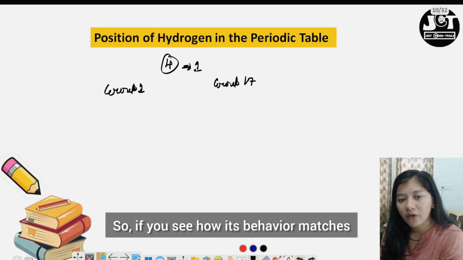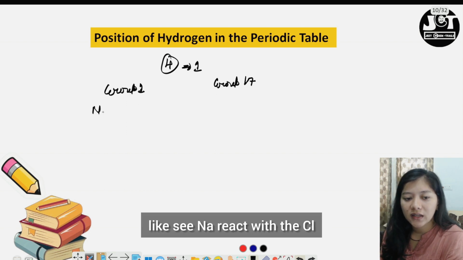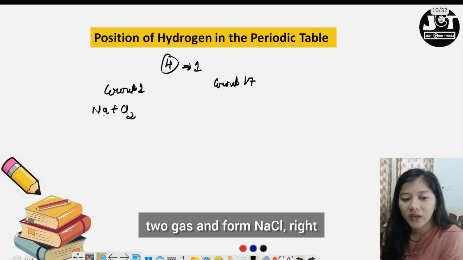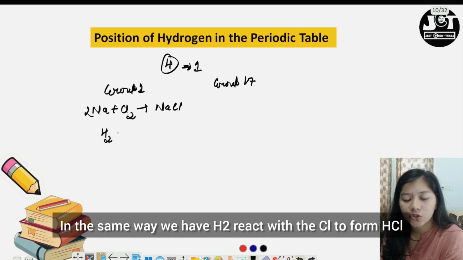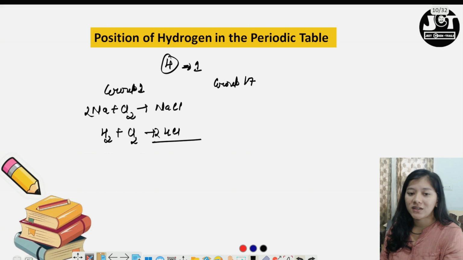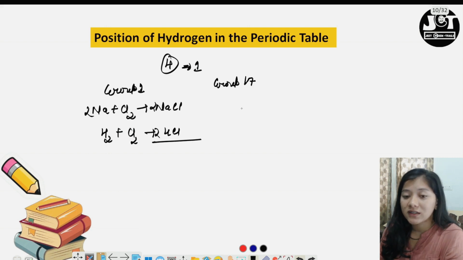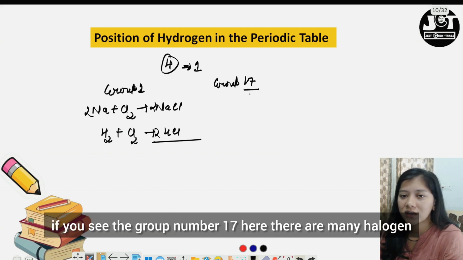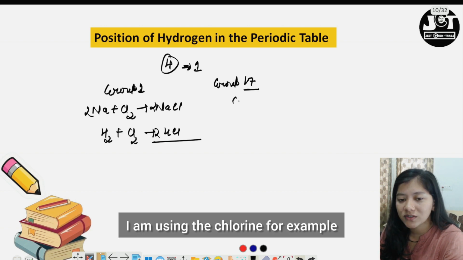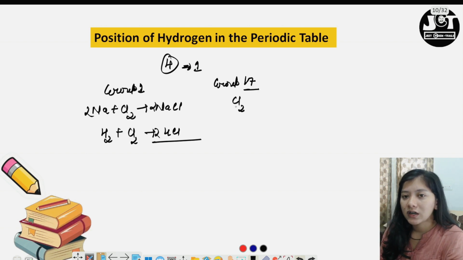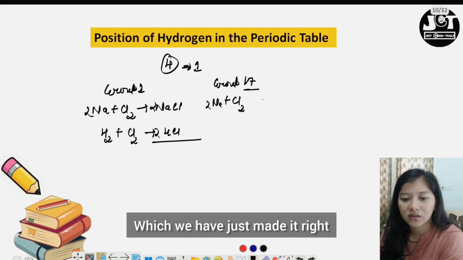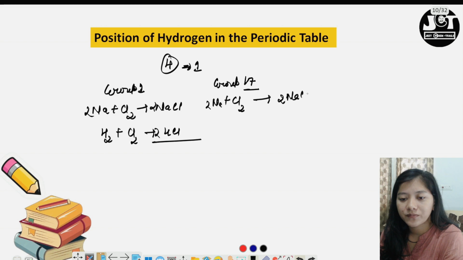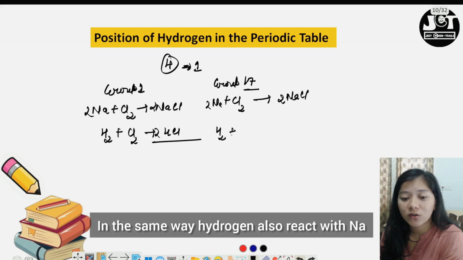Let's see how its behavior matches. Na reacts with Cl2 gas and forms NaCl, right? In the same way, H2 reacts with Cl2 to form HCl. That's how their behavior is. Similarly, if you see group number 17 here, there are many halogens. I am using chlorine as an example. Chlorine reacts with any metal like Na, which we have just made, and forms NaCl, isn't it? In the same way, hydrogen also reacts with Na.